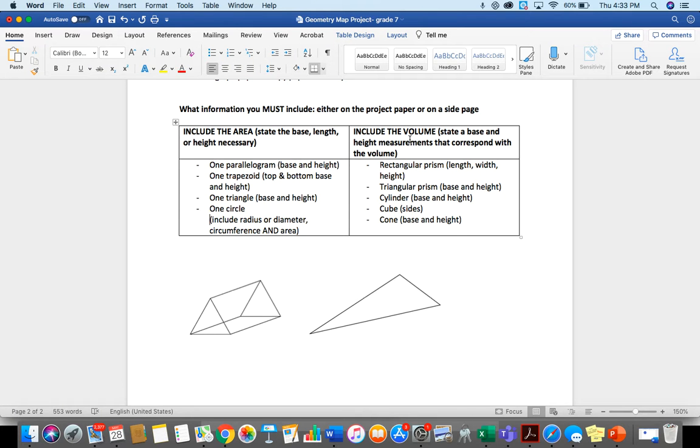Okay, going to volume. This will be our 3D shapes. So you will have the rectangular prism. For those, you will need to include the length, width, height, and volume. Triangular prism, base and height, and volume. Cylinder, base and height, and volume. The cube, you need all sides. And the cone, you will need base, height, and volume.